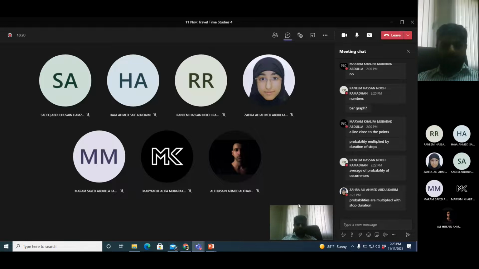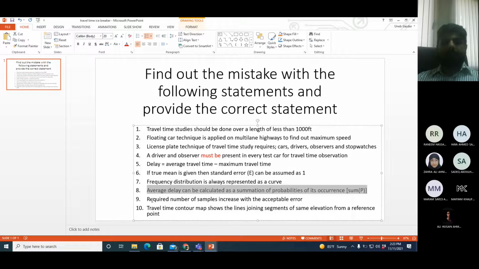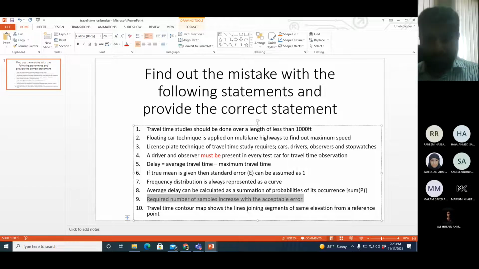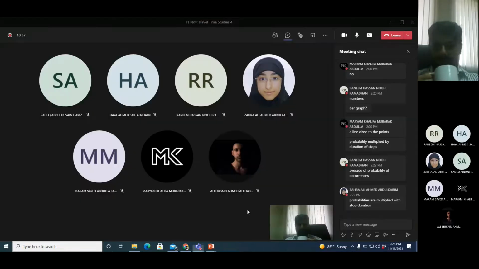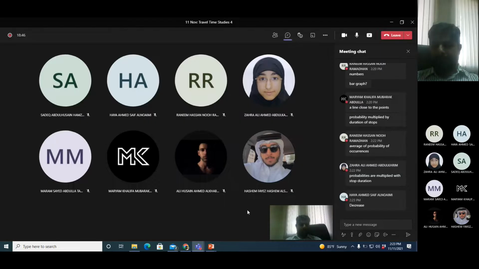Yes, Zara, good. This is what I was saying. Required number of samples increase with acceptable error. This is very easy. Is it true or not? Oh, sorry, it's not true, but what is the correct statement? Required number of samples decrease with acceptable error. Yes, when you are accepting more error, you need fewer samples.